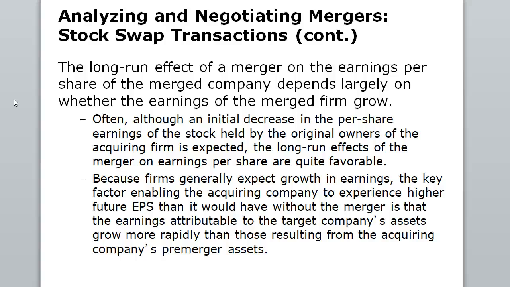Because firms generally expect growth in earnings, a key factor enabling the acquiring company to experience higher earnings per share than it would without the merger is that the earnings attributed to the target company's assets grow more rapidly than those resulting from the acquiring firm's pre-merger assets. Meaning that the target firm should have a growth rate that's faster than your current growth rate, to accelerate growth for the company, because that's what your investors are looking for. They're looking for growth in earnings and growth in revenues, and that's a big motivation for acquiring another company.